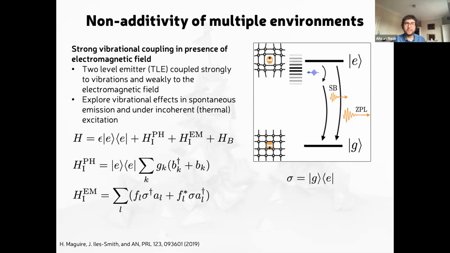So I've already mentioned situations where we have strong vibrational coupling in the presence of an electromagnetic field. Here I'm considering some two-level emitter, could be a quantum dot, for example, that's weakly coupled to the electromagnetic field, so it can give rise to photon emission into the electromagnetic field, but it's strongly coupled to vibrations, and that's represented by these schematics here showing the lattice being displaced in one direction when the system is in its excited state, but when it decays to the ground state, it goes back to its equilibrium.